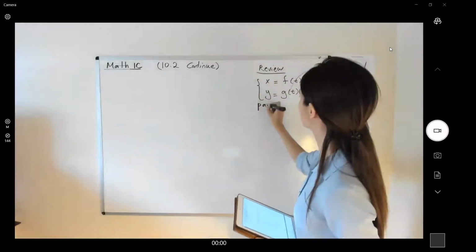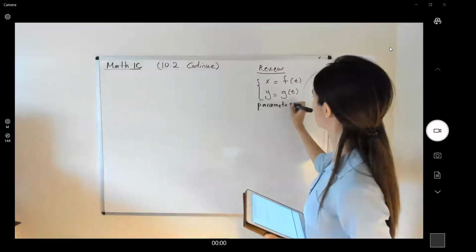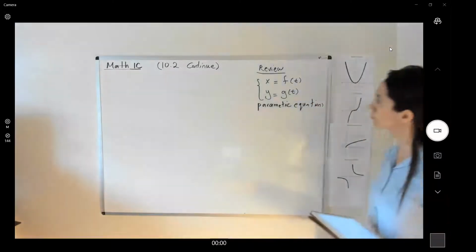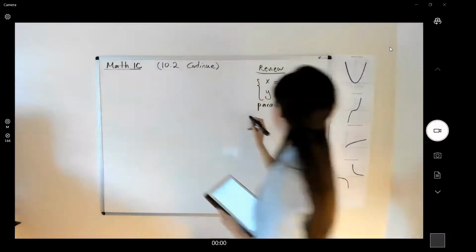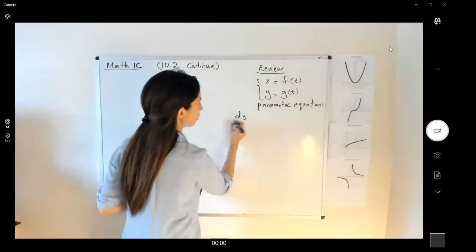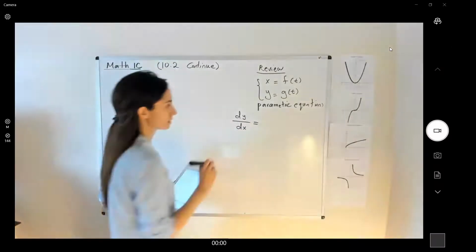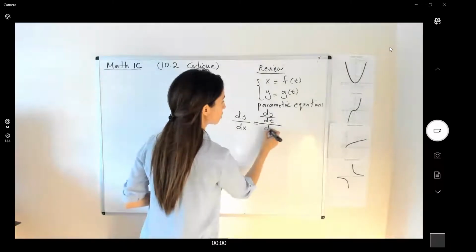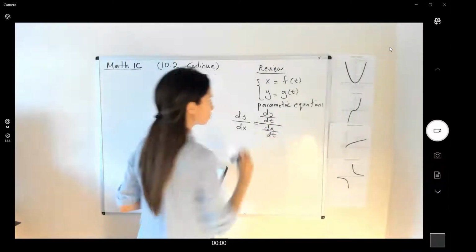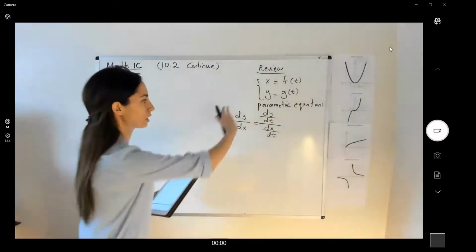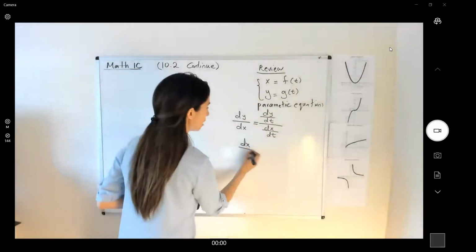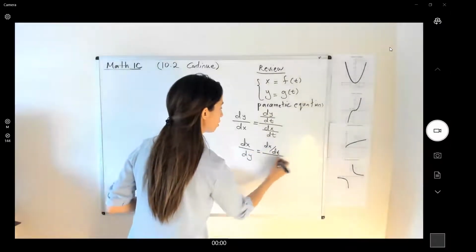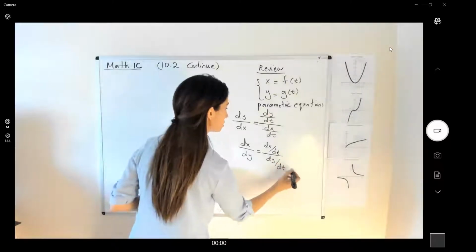So these are called parametric equations. dy over dx is the derivative of y with respect to variable t divided by the derivative of x with respect to variable t. Of course, you can flip this and say, I have dx over dy, which is defined as dx over dt over dy over dt.